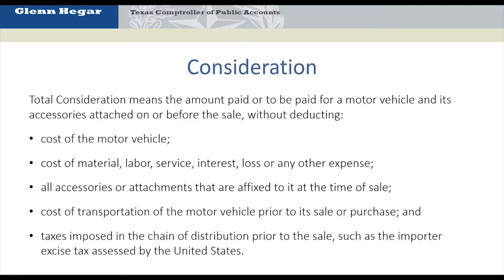Today, when we're talking about consideration paid for a motor vehicle, what we're talking about is the amount that's going to be paid for the motor vehicle and any accessories attached to it before it's sold. And there's several things that are included in that consideration. We have to include the cost of the vehicle, any material, labor, service, interest, loss, or other expenses, any accessories or attachments that are fixed at the time of the sale, any transportation cost prior to the sale, and we also impose taxes on the chain of distribution before the sale. For example, importer excise taxes assessed by the United States. These are all part of the total consideration that we pay.